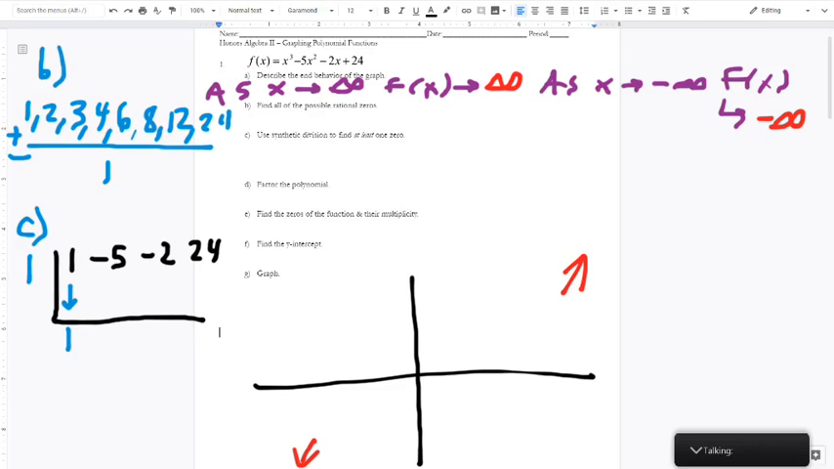Alright, bring down the 1. 1 times 1 is 1. Add that to negative 5, we get negative 4. Multiply negative 4, add, we get negative 6. Multiply, we get negative 6. Add, we get 18. Alright, so since this number is not 0, we know that 1 is not a zero. Alright, so we have to try again.